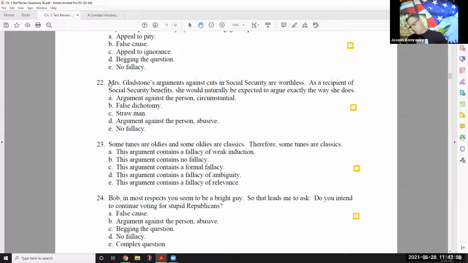And let me just read this to you. Appeal to the person. Yeah, presenting the argument as predisposed to argue as he or she does, meaning, like I said, bias, predisposed. We would definitely think that Gladstone wouldn't want cuts because she does in fact receive them. So it seems pretty consistent with that fallacy.